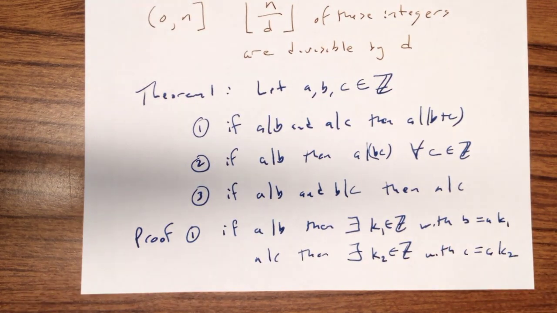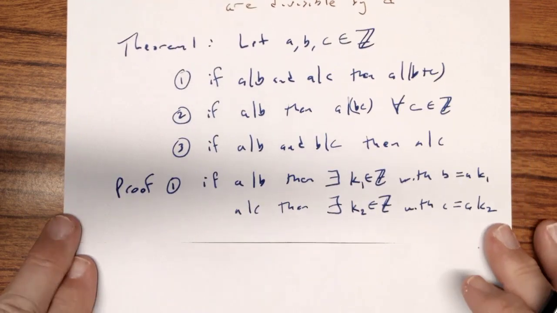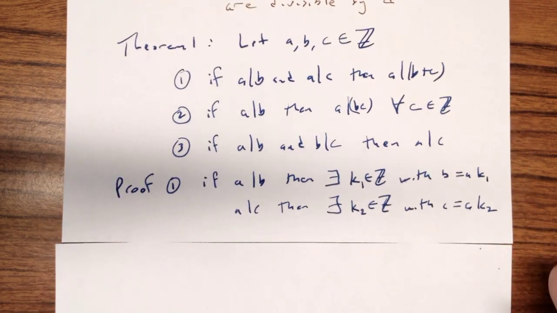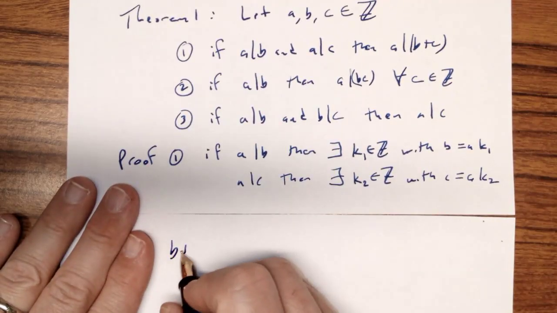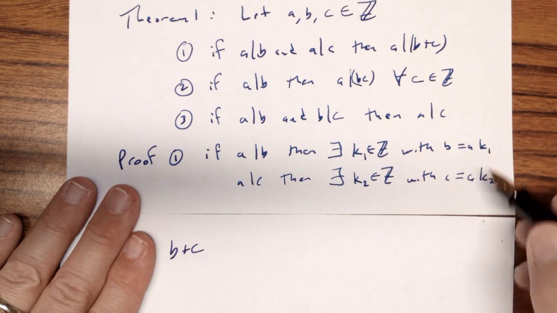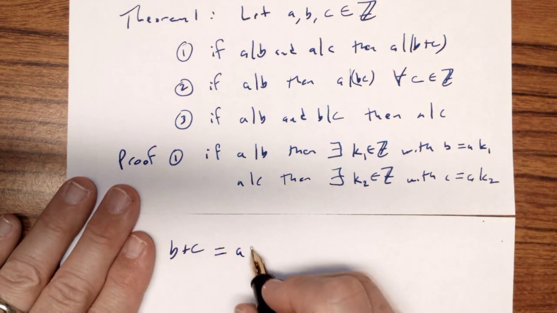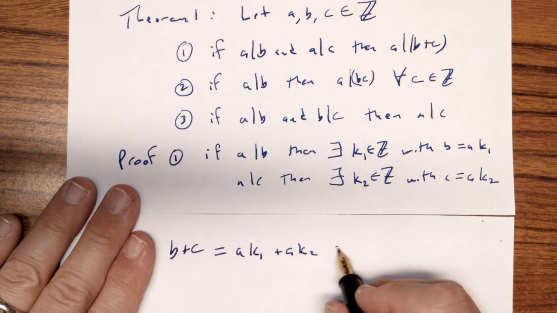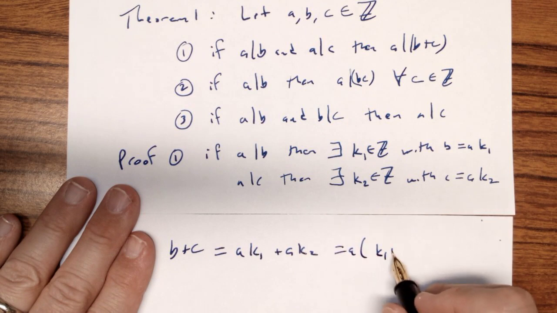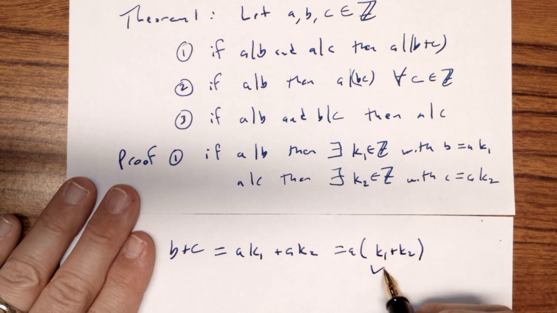Now remember, my goal is to show that A divides the sum. This is a direct proof. I'm not doing anything funky. I'm not doing anything contrapositive or anything contradiction. I'm just doing a direct proof. So let's look at B plus C. Well, B plus C is AK1 plus AK2. But that's the same as A times the quantity K1 plus K2.